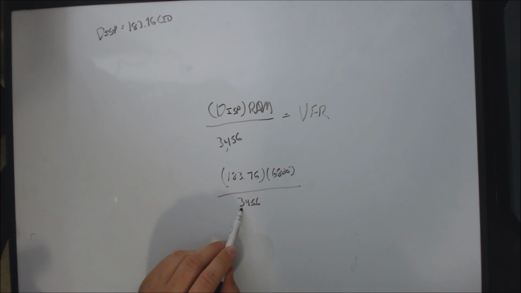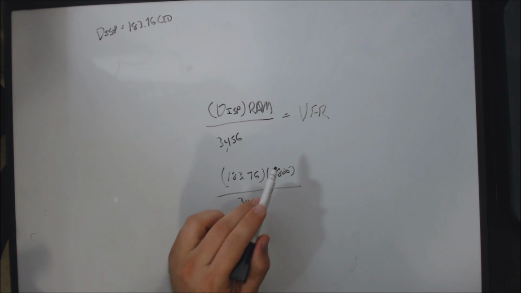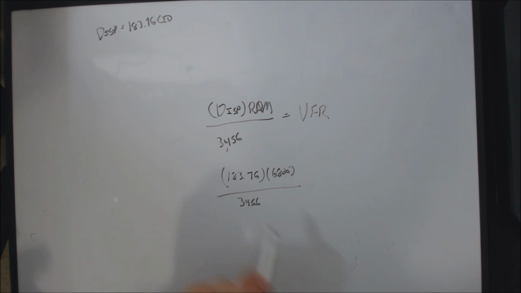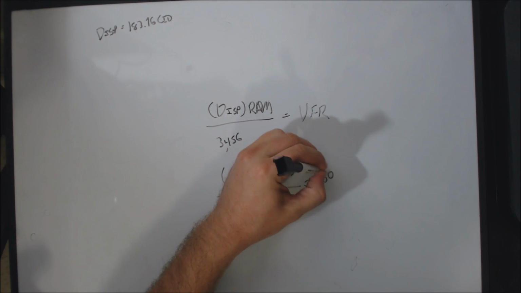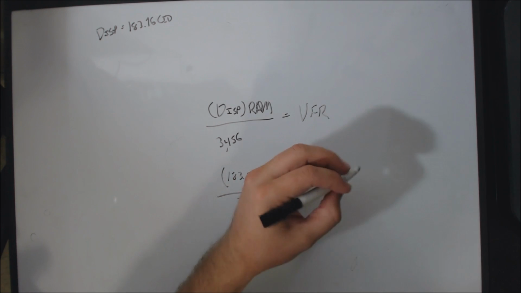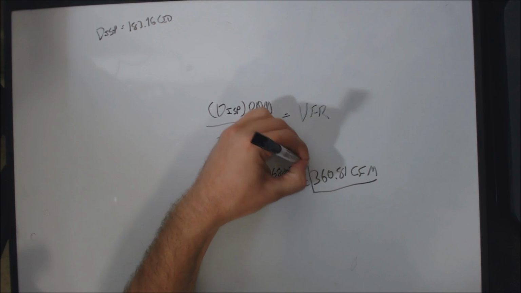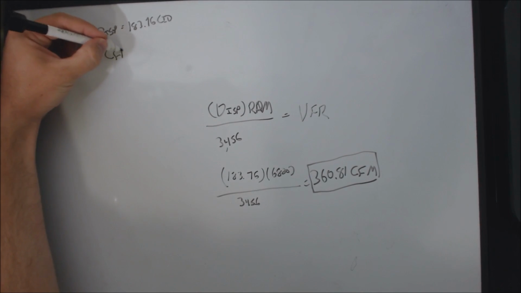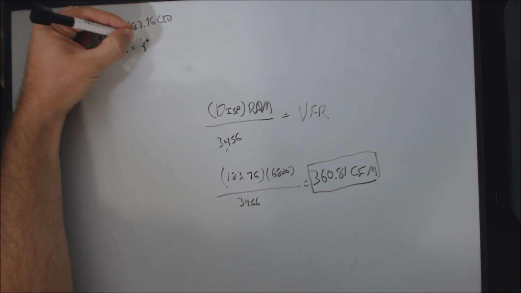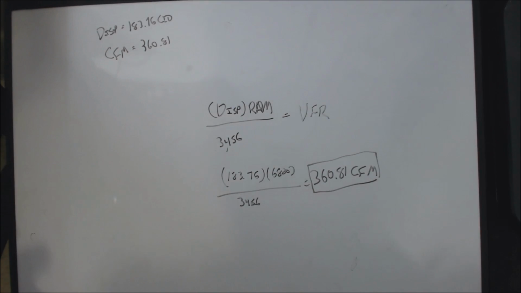And once again, this 3456 is calibrated to cubic inches by revolutions per minute, so make sure you have that right unit. And that's going to equal 360.81, in cubic feet per minute, or CFM. So I'm going to say CFM equals 360.81. It's nice to have this on the spreadsheet because you can calculate any number of RPMs pretty instantaneously. You don't have to sit here and do these calculations for every single RPM.